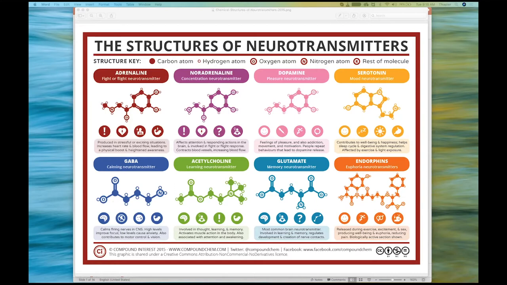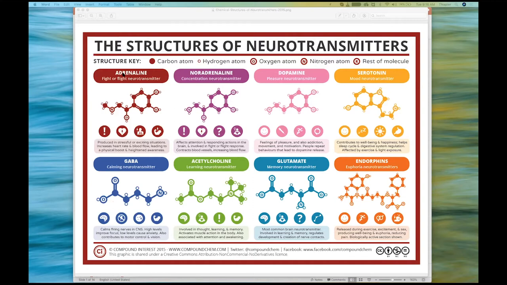Several of you on the call have lots of backgrounds in both medicine, neuroscience, and all kinds of related fields, and so I'm very much excited to hear what you have to say about this. Now, the diagram that you see on the screen was the simplest one I could find that I thought would do that. I have no idea who Compound Interest or Compound Chemical is, but I very much appreciate their little chart.